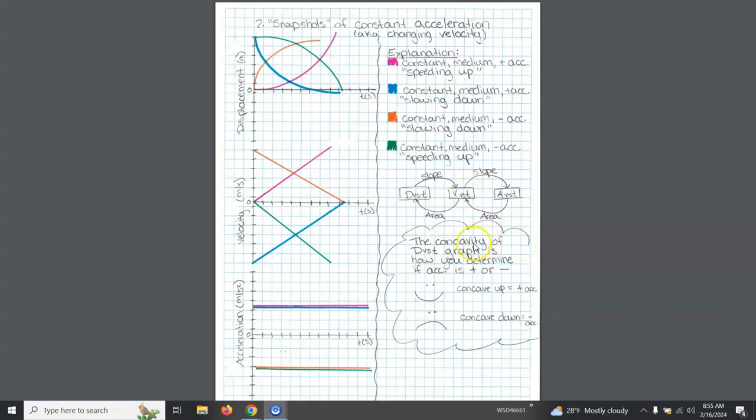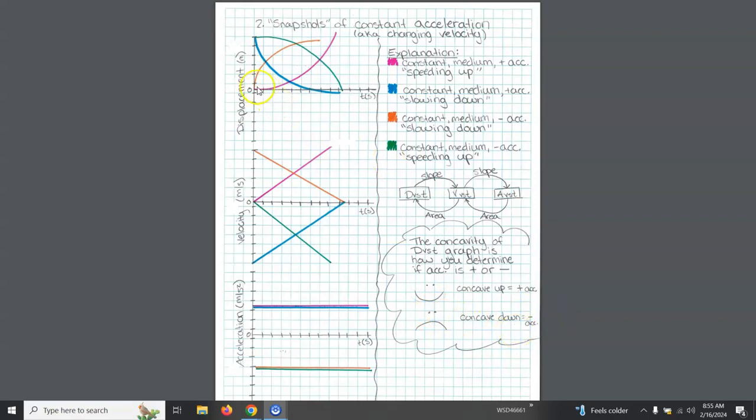Now, the concavity of a graph. The concavity is the curvature. The curvature or concavity of the displacement versus time graph is how you determine if the acceleration is positive or negative. If it's concaving up, like a bowl, if you could pour something into it, that means it's a positive acceleration. And I use this little cheat with the smiley face. It's positive. If it's concaving down, a sad face, that means that the acceleration is negative.